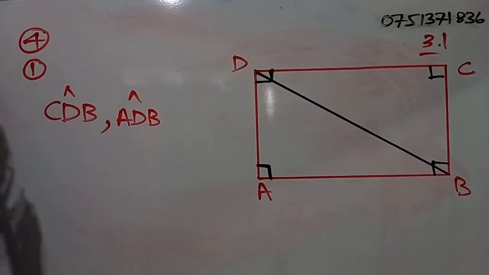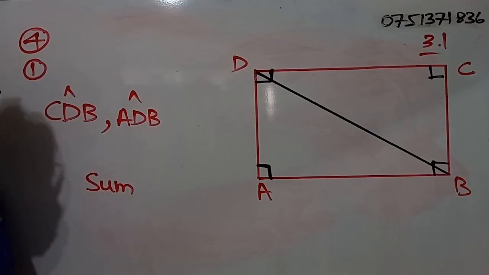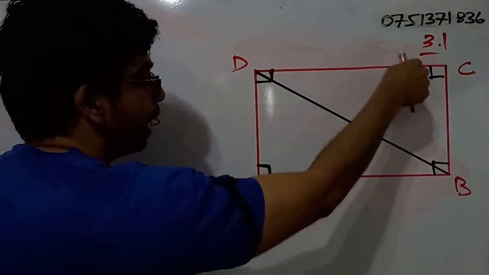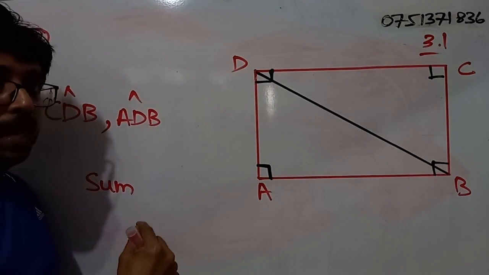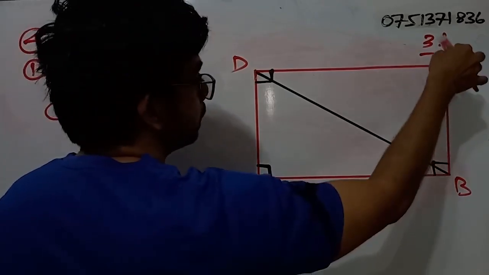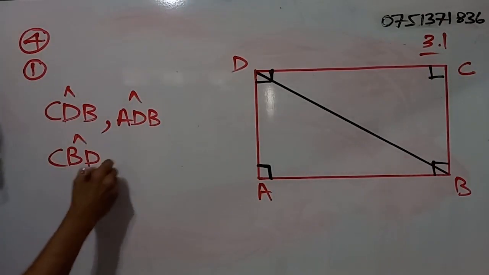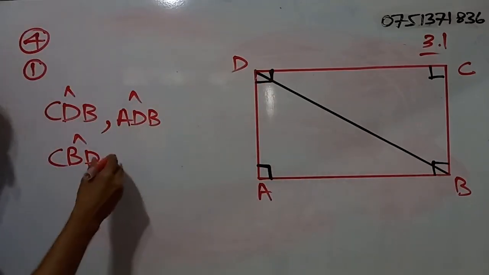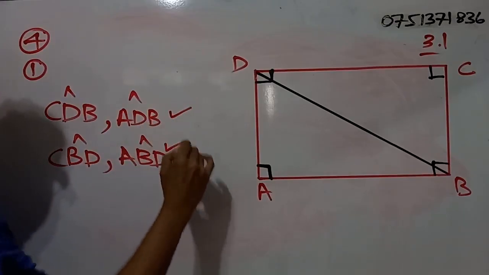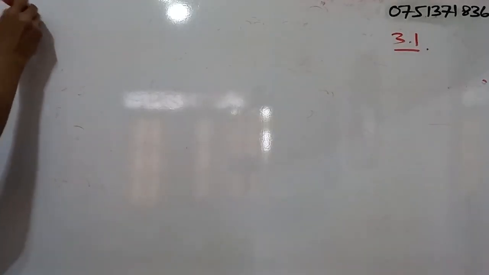When we take the sum of them, what will it be? 90 degrees. In a rectangle, we have 4 angles, each of them 90 degrees in magnitude. In the same manner, we can take CBD angle and ABD angle. So both of these angle pairs are complementary angles.